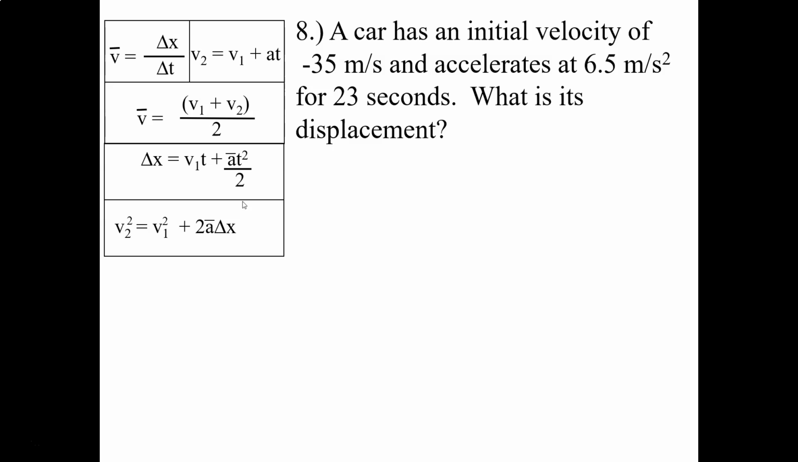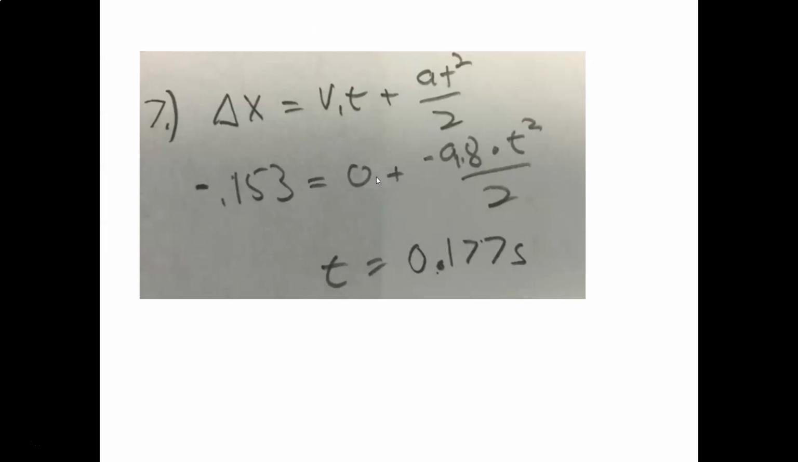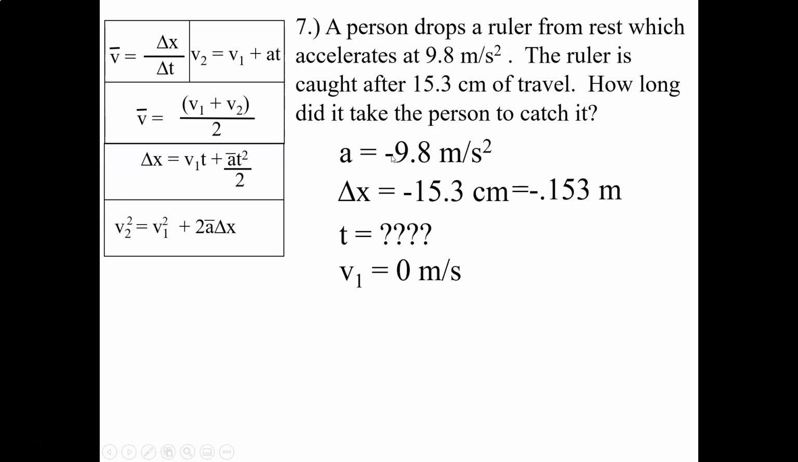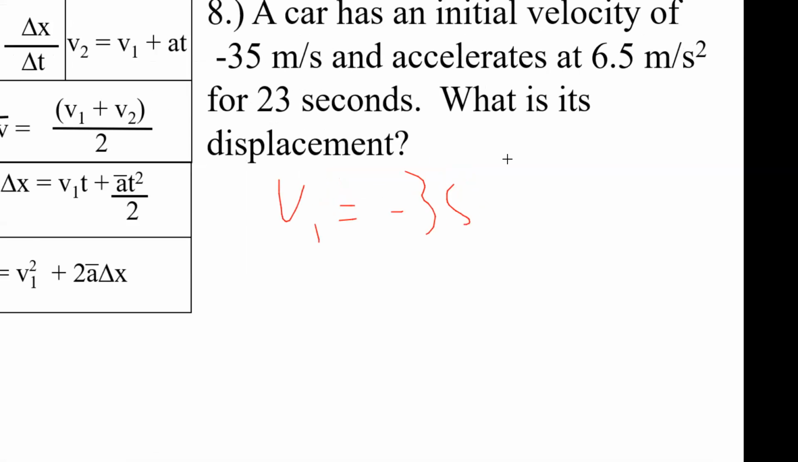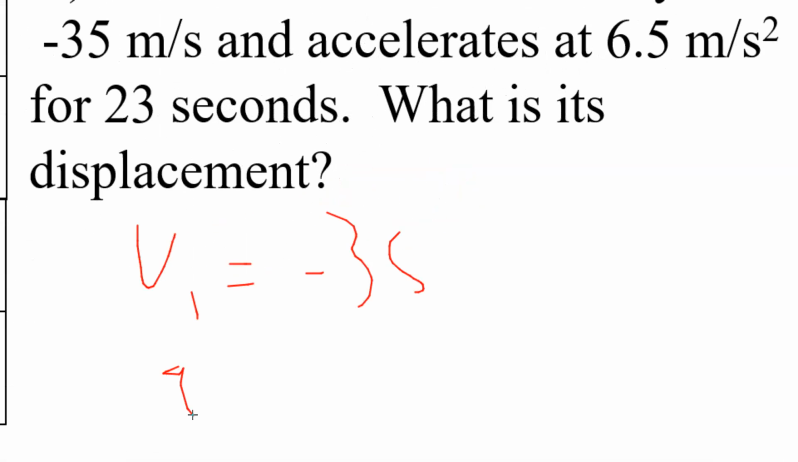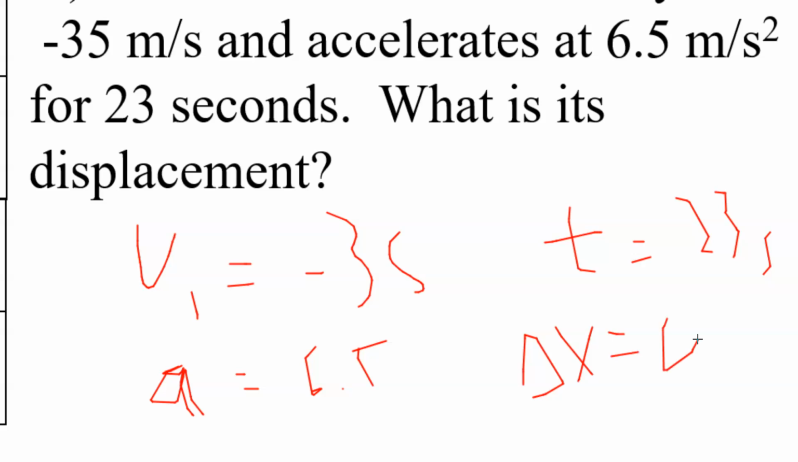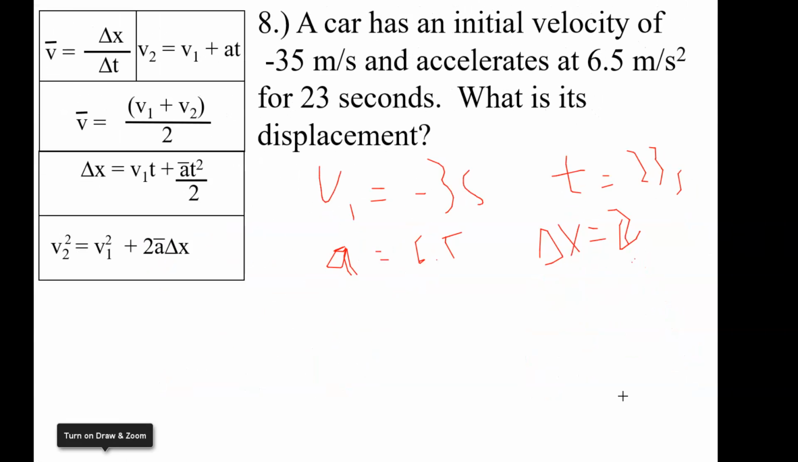A car has an initial velocity of negative 35 meters per second, so v1 equals minus 35 meters per second. Oh, it's because I didn't turn the drawing on. The acceleration is equal to 6.5 meters per second squared. We're given time is equal to 23 seconds. Boy, this drawing tool really does not work as well as I'd anticipated. And the displacement is what we're looking for. So delta x, it doesn't equal 0, equals question mark.